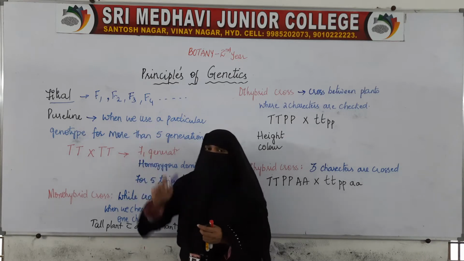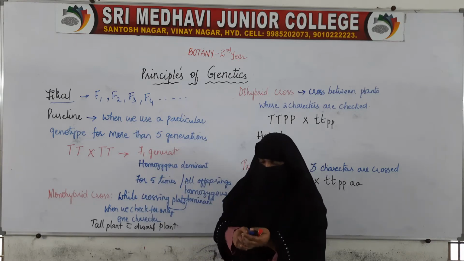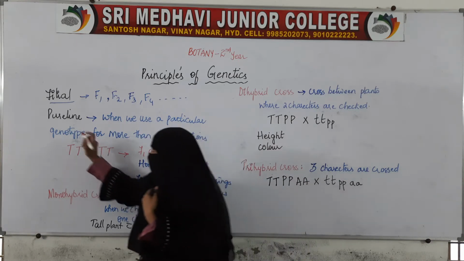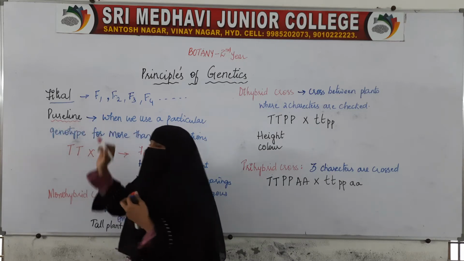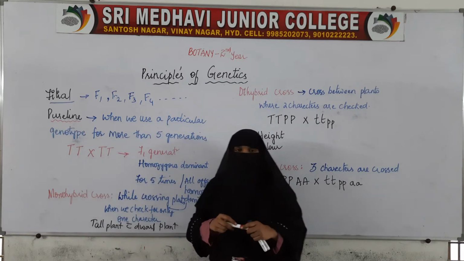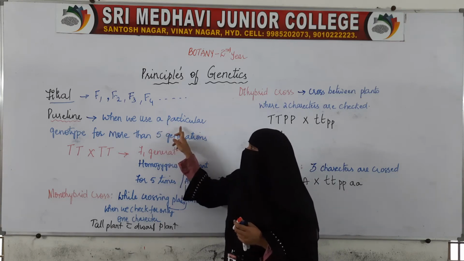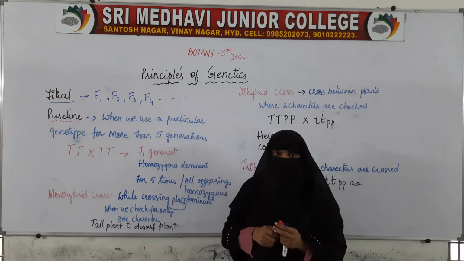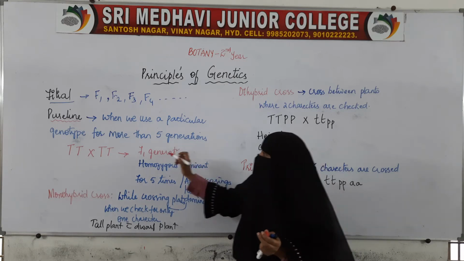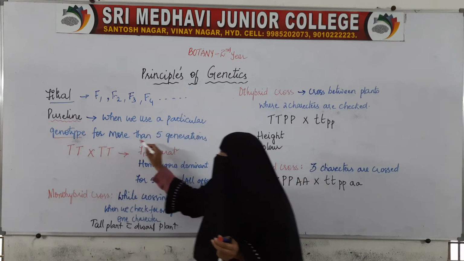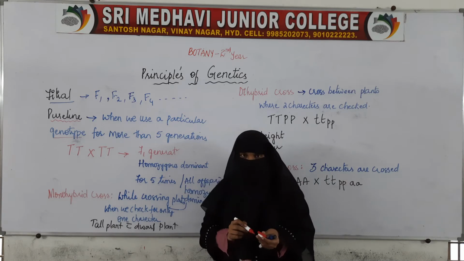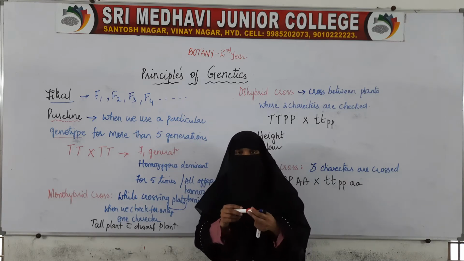Okay, so this is generation. Now coming to pure line. The word pure line is used when we use a particular genotype for more than 5 generations.